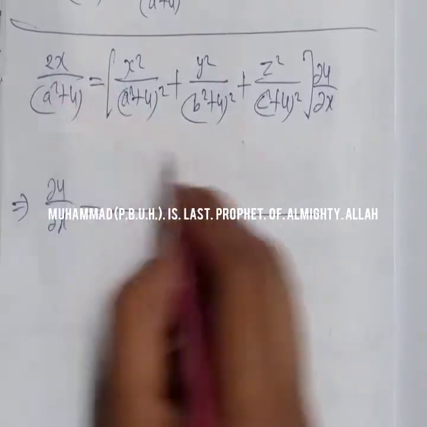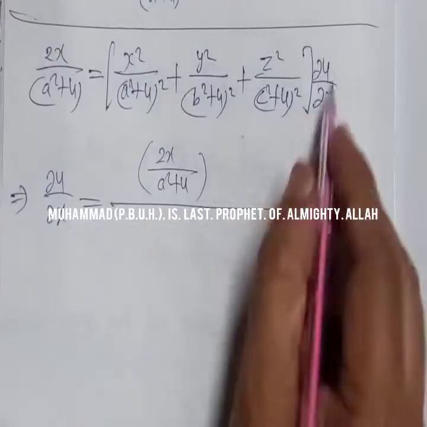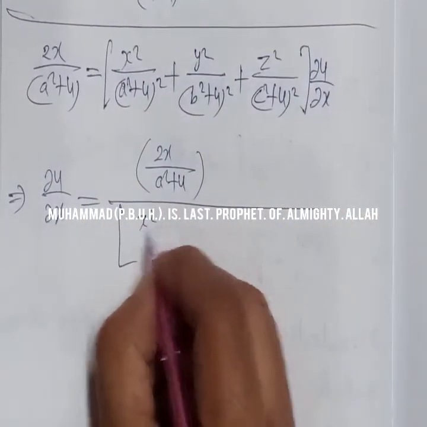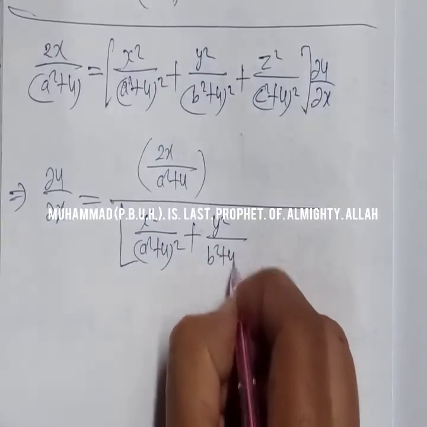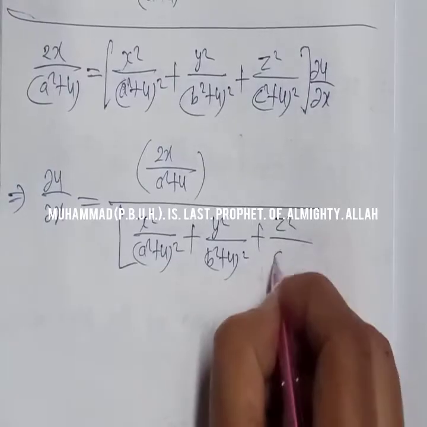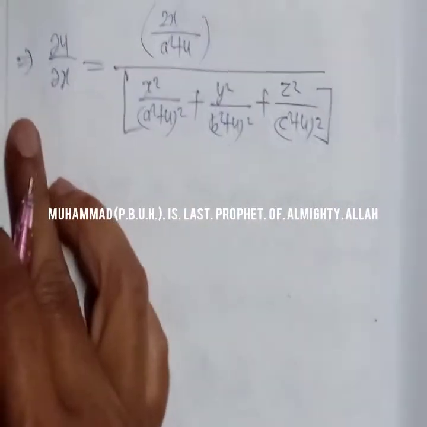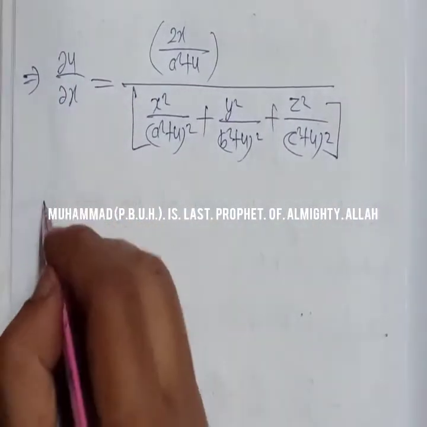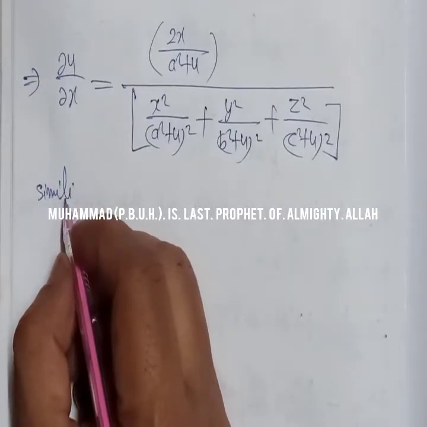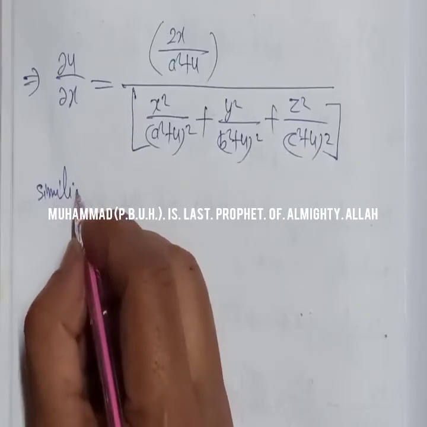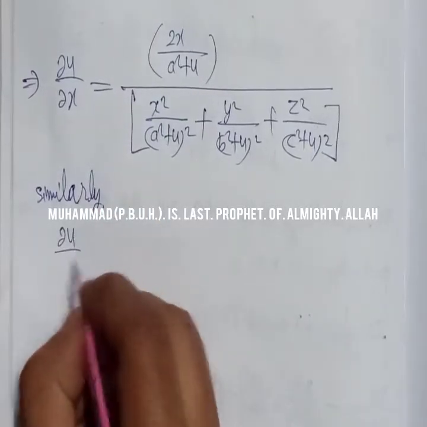So in the numerator it is only 2x upon a square plus u. I write it in a bracket, and this value is in the denominator: x square upon a square plus u whole of square plus y square upon b square plus u whole of square plus z square upon c square plus u whole of square. Similarly, we can write del u over del y.